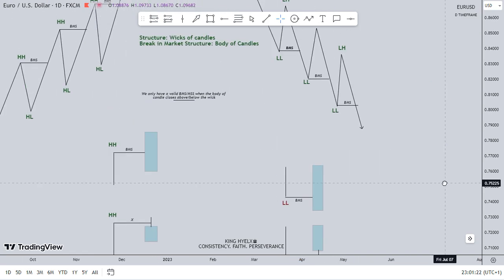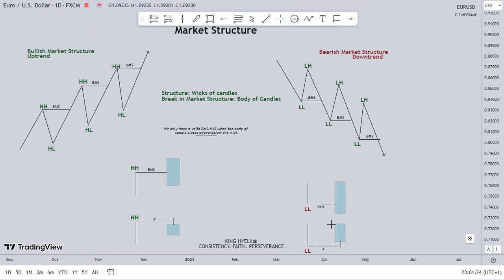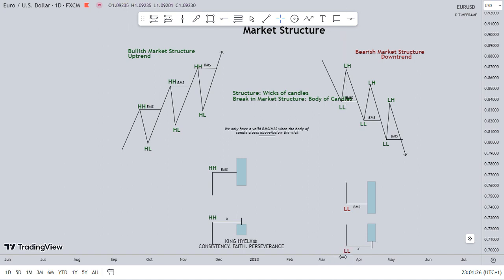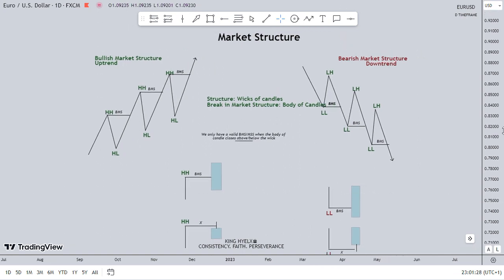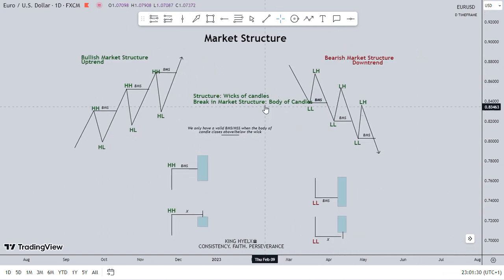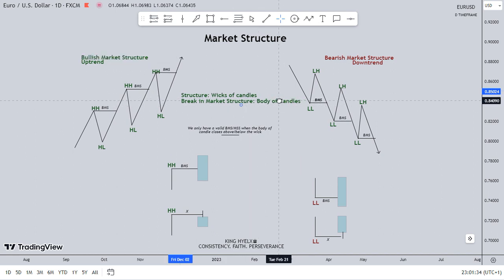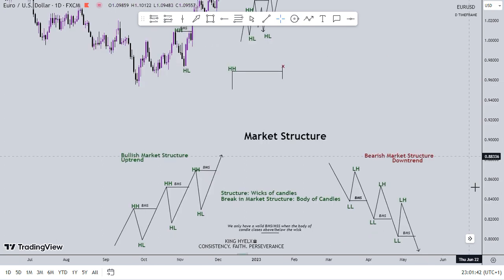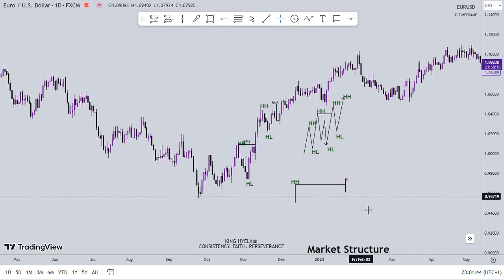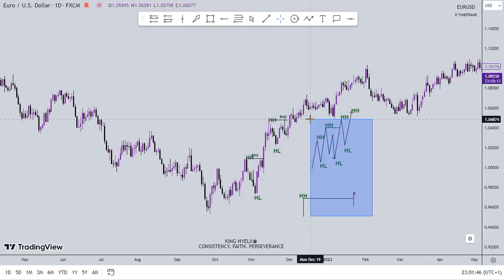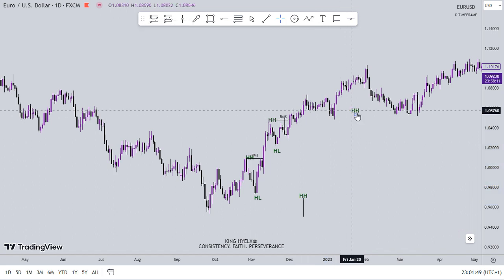So now this is everything we've talked about so far in the video. Structure is determined by wicks of candles. Breaking market structure is determined by body of candles. Bullish market structure, bearish market structure, and we did a couple of illustrations down here. So finally, let's go to the charts and outline these things we talked about.